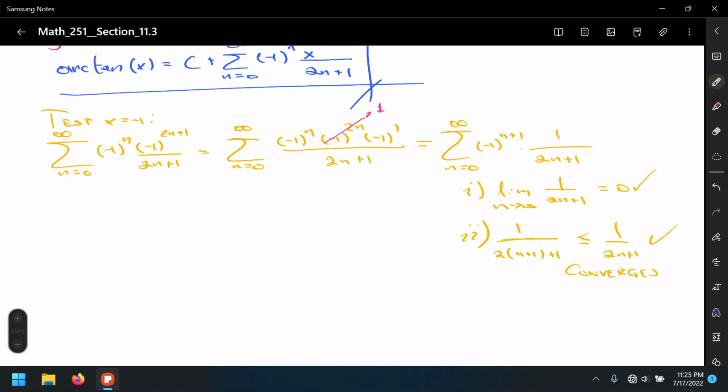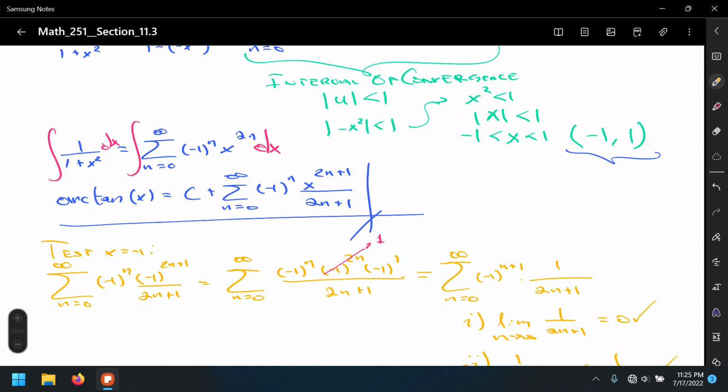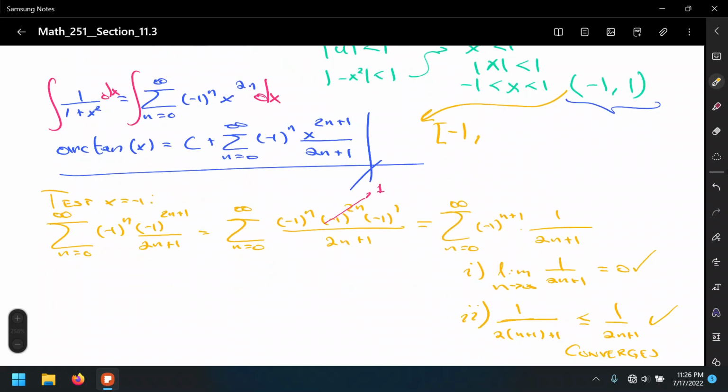So what's going to happen for the radius of convergence here? For this one, it will be inclusive for the lower endpoint. See how it changes in accordance with the theorem that we looked at in the previous video?